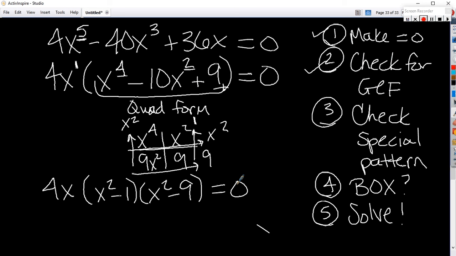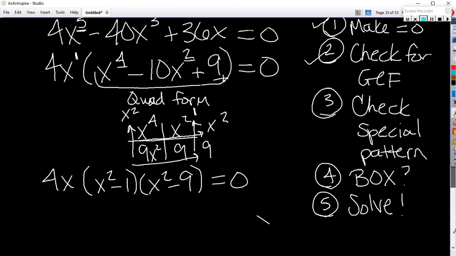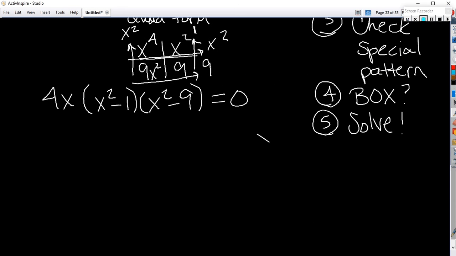I'm still on special patterns. Hold up, no, man. You can do x plus 3 and x minus 3. Why, Brady? Because 3 times 3 is 9. What's that called? Difference of two squares. And actually, both of these are difference of two squares because one's a perfect square too. So it'd be x minus 3 and x plus 3.